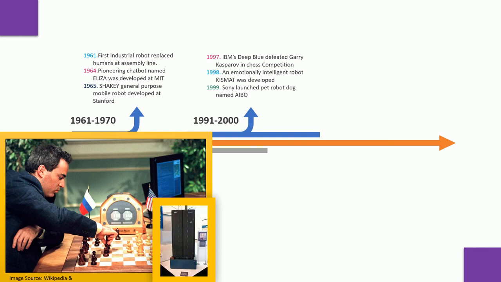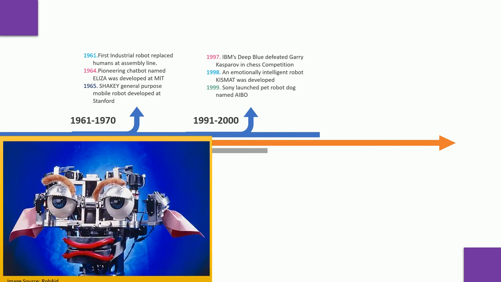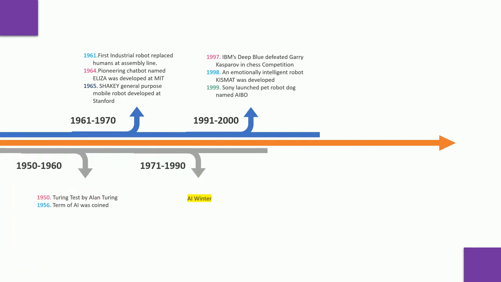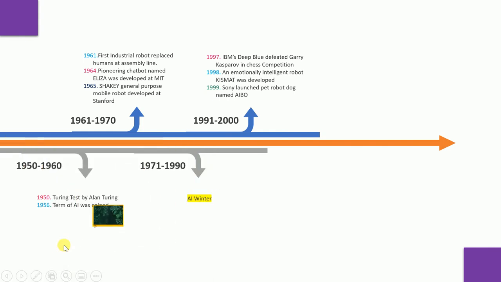This was a picture of Deep Blue defeating Garry Kasparov. And this is a picture of Kismet. And there is a small robot named Ebo, which is a pet dog. That's an AI robot, and it can play with our children at home. So these kinds of innovations happened during these years, 1991 to 2000.